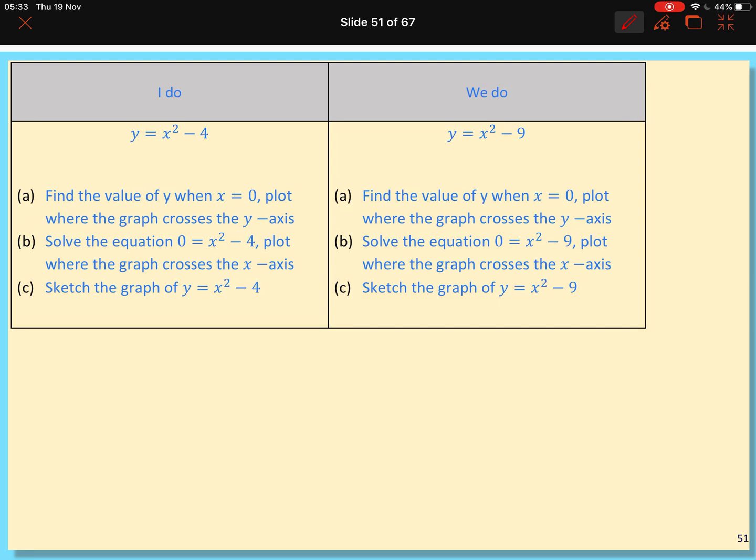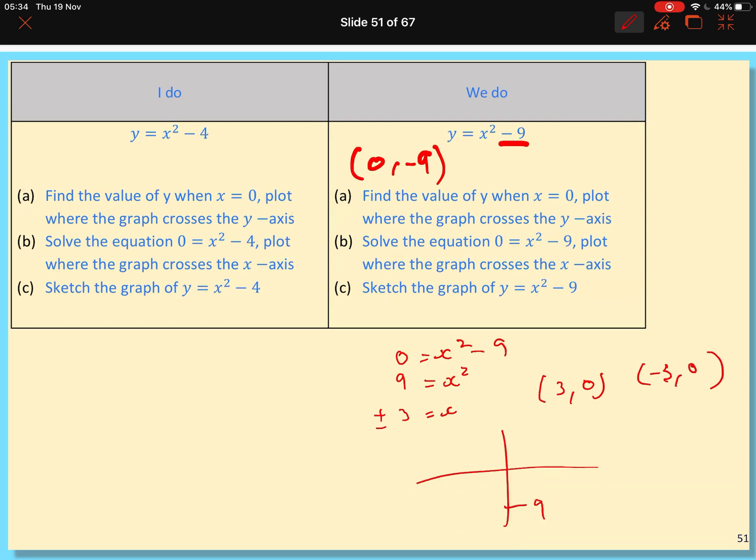Okay, let's go through that question. So we know that our y-intercept is -9. It's going to be 0, -9. And then we make 0 equal x squared minus 9. We rearrange and make x the subject. So what we get is 9 equals x squared. Therefore, x is plus or -3. And our coordinates would be 3, 0 and -3, 0. When we sketch it, it's going to look like this. Okay. Make sure to mark your work in green pen, and I'm going to be moving on to the next slide now.